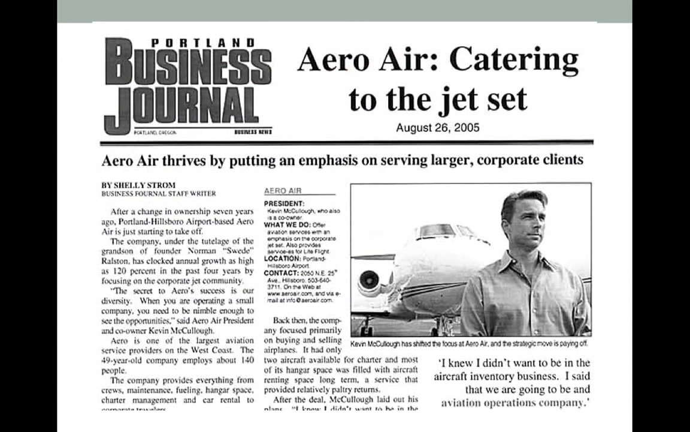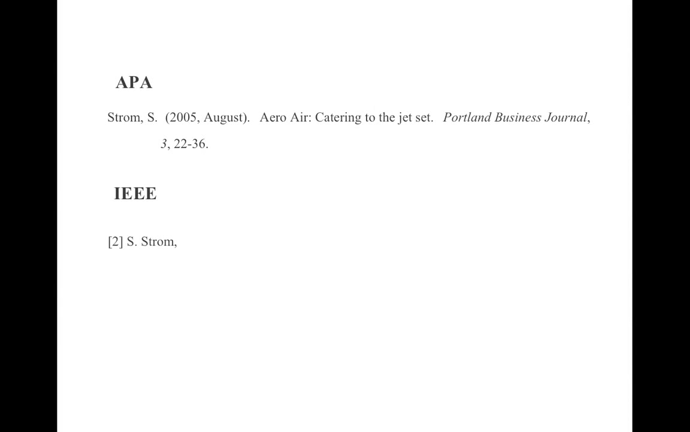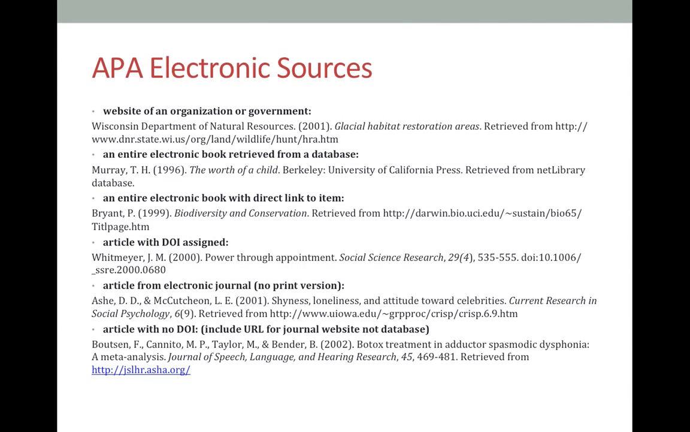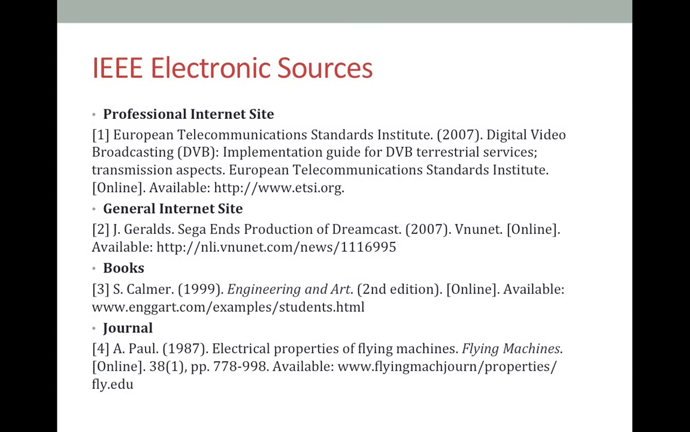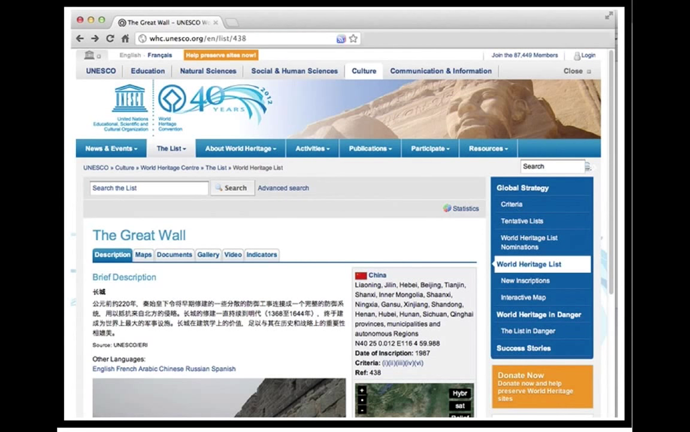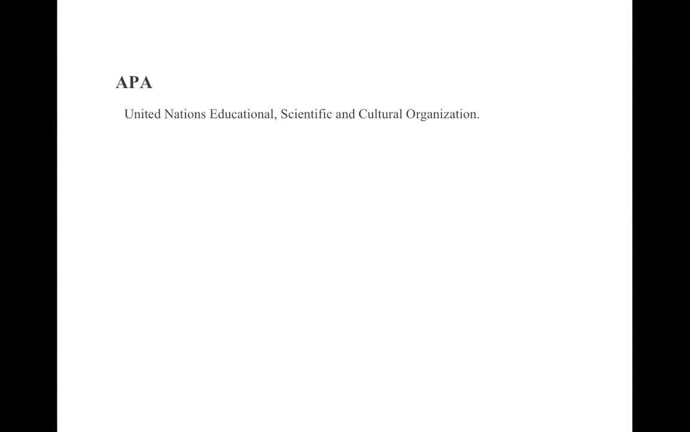This is for IEEE. This is an example of a journal entry and how you quote it, how you reference it. For electronic sources, IEEE electronic sources. This is an electronic source. And how do you code it? APA. IEEE.